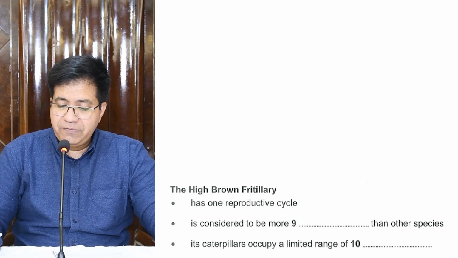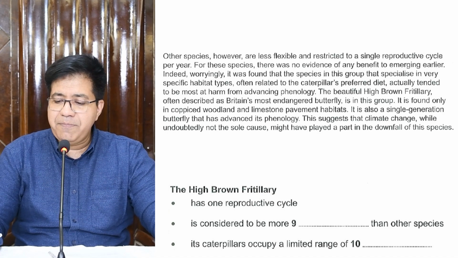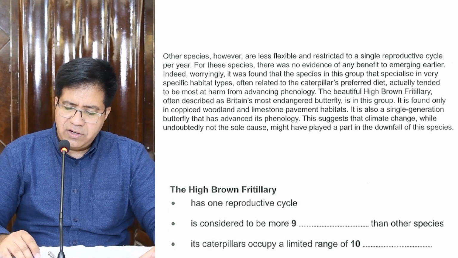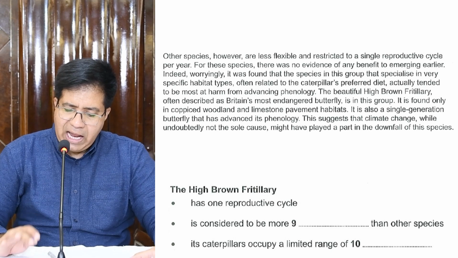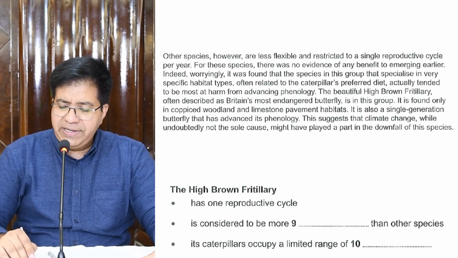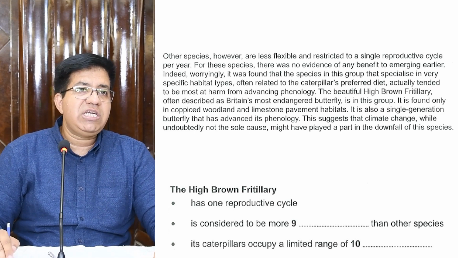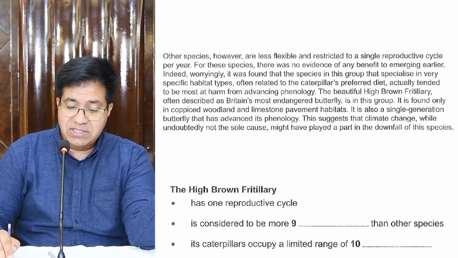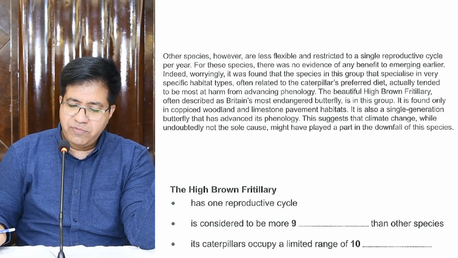Okay, third paragraph. In the third paragraph, we've got high brown fritillary, which has one reproductive cycle. High brown fritillary is considered to be more dash than other species. What do they mean by other species? Other species of butterflies. More dash. So we come back.